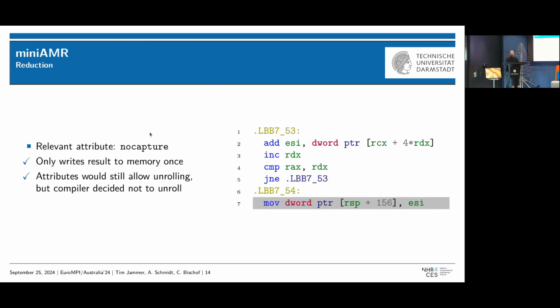If you use the no capture attribute, you get this kind of assembly code where you see, okay, here the addition takes place in a register, and it is not written to memory after every loop iteration, only at the end after the reduction has completed. Then we need to write it into memory so that the MPI library can read it from memory in order to transfer it to the other process. In this case, we also see that loop unrolling is not done by the compiler anymore. The attributes do not prevent loop unrolling in any way.